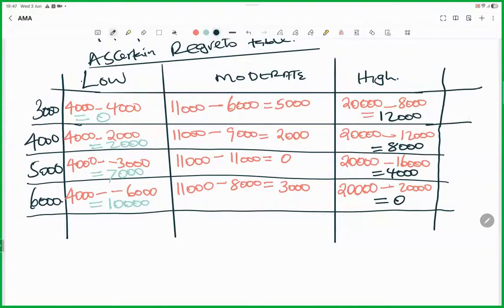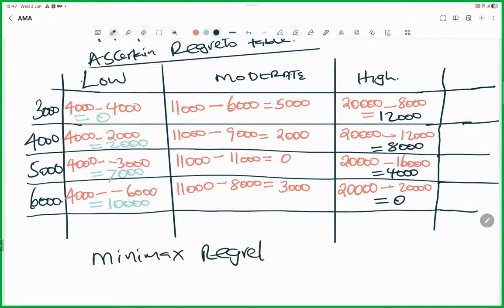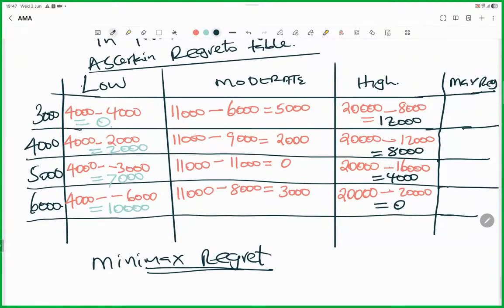It's called minimax regret, isn't it? Minimax regret. So you start with this second part, the maximum regret. So you go to each row identifying the maximum regret. Each row. So row number 1, what is the maximum regret? I can see 0, 5,000, 12. So you pick 12,000, isn't it?